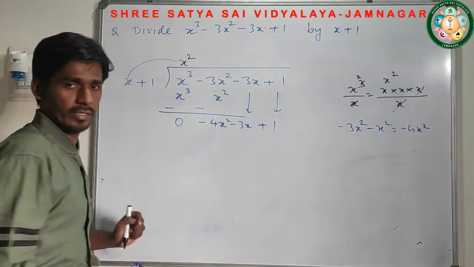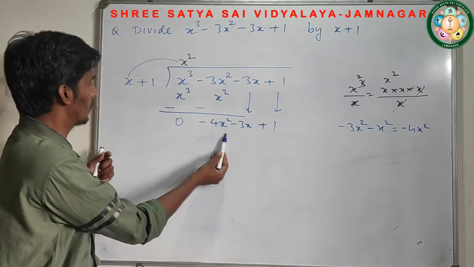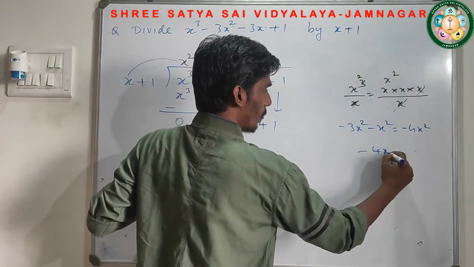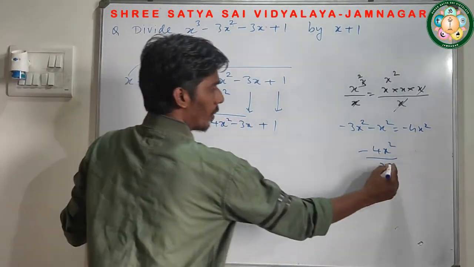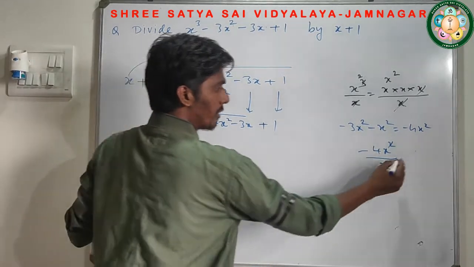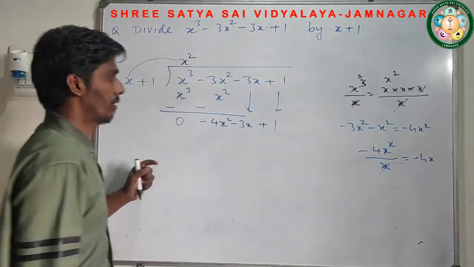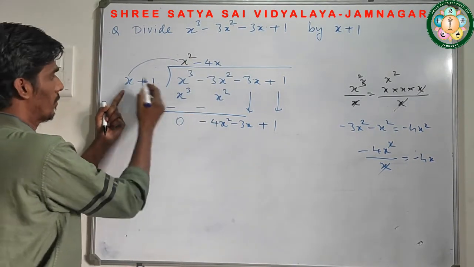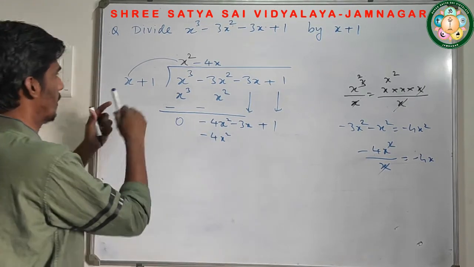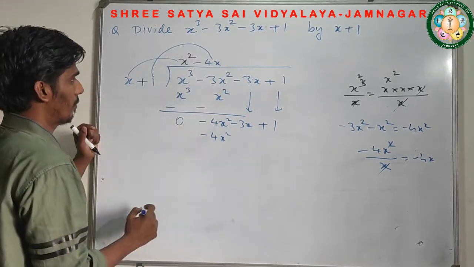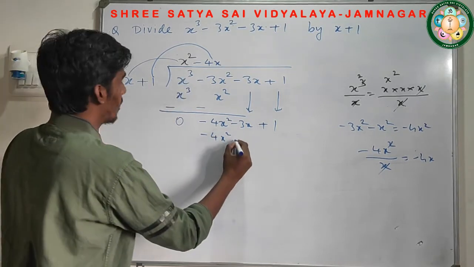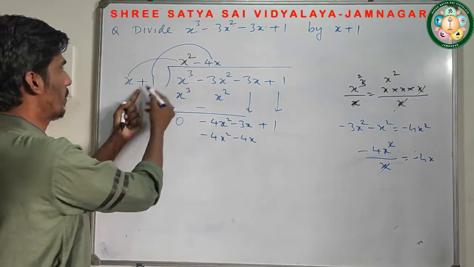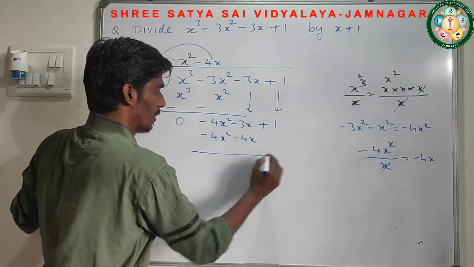Take this term over here, minus 3x plus 1. Now we have to get this first term, so divide this first term by this first term. So minus 4x square divided by x. So x will cancel this 1x. So what is remaining here? Minus 4x. So x multiplied by minus 4x is minus 4x square. Now 1 multiplied by minus 4x, plus minus, it's minus 4x. You have to be very careful regarding this sign. Plus minus is minus. Now subtract it again.